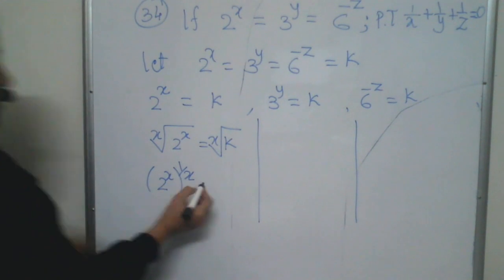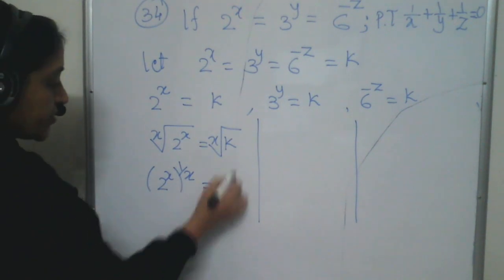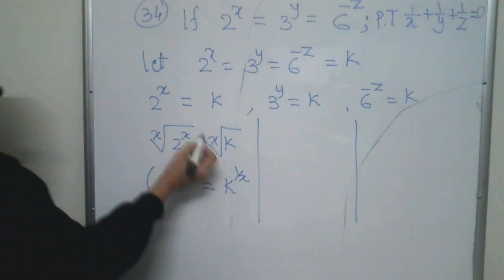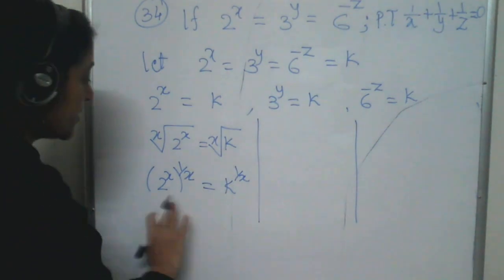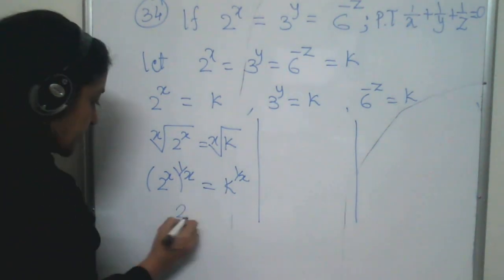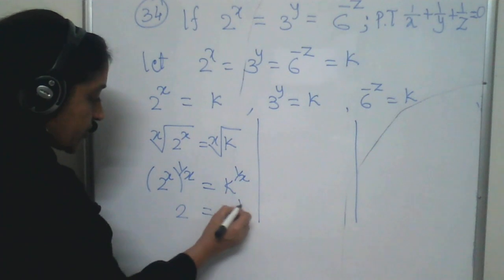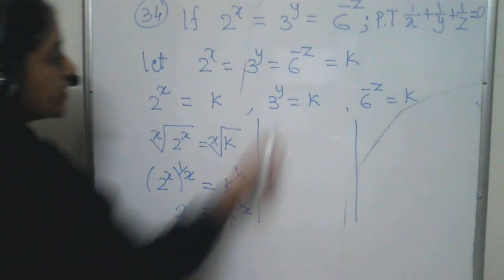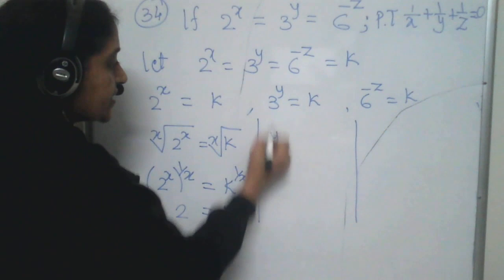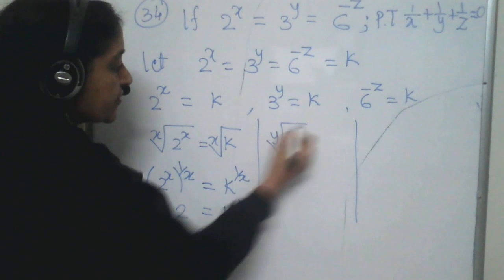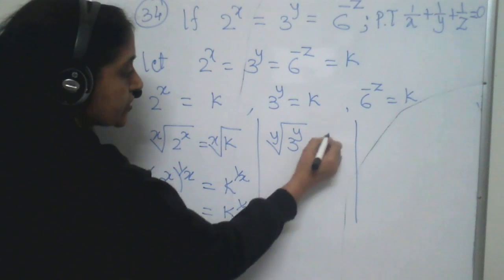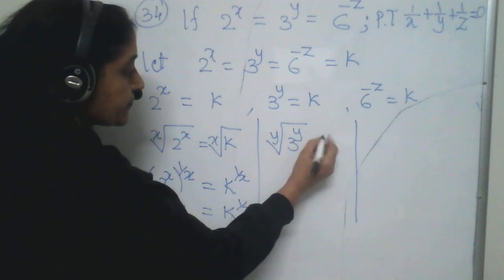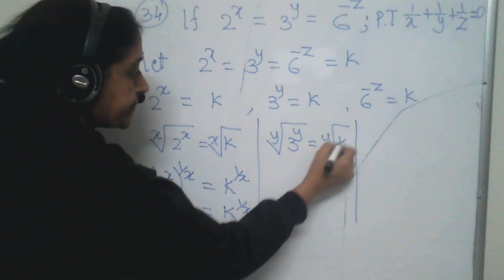To the power 1 by x, that is equal to k to the power 1 by x, because again, the nth root of a is a to the power 1 by n. That is the only explanation we can give. So 2 is equal to k to the power 1 by x. Now here also, y is there as the exponent, so we will introduce the yth root. 3 to the power y is equal to the yth root of k. Okay.